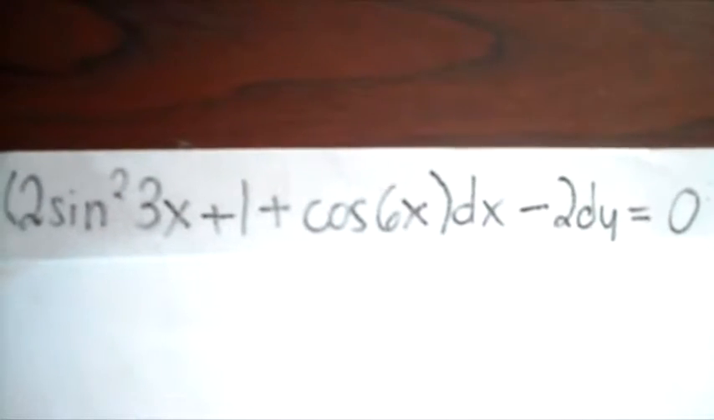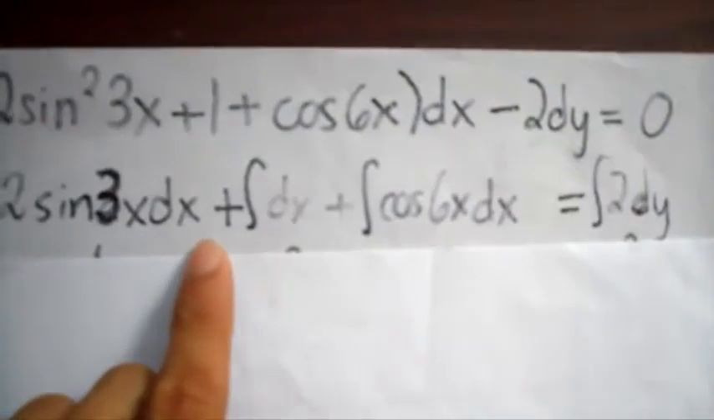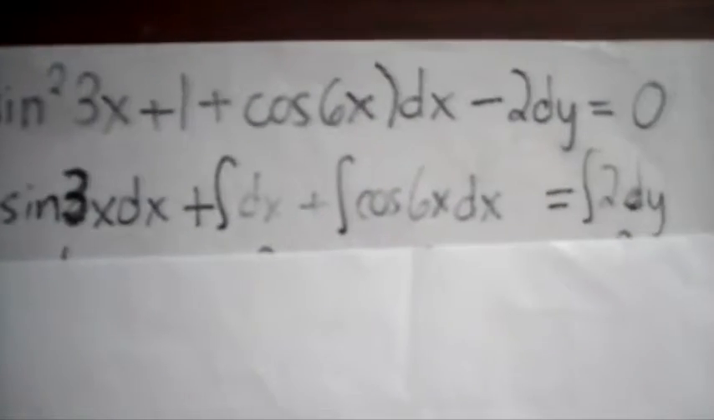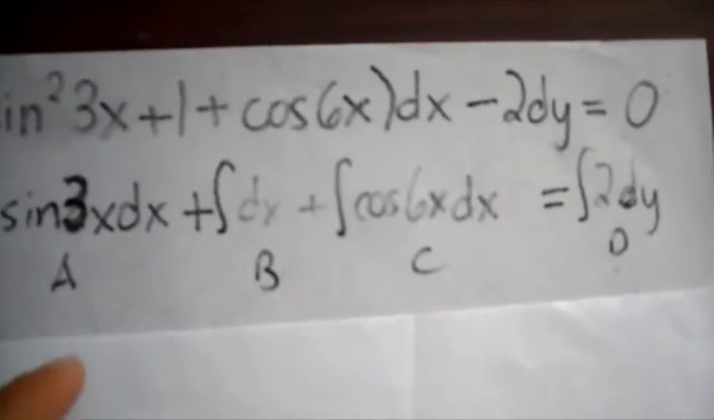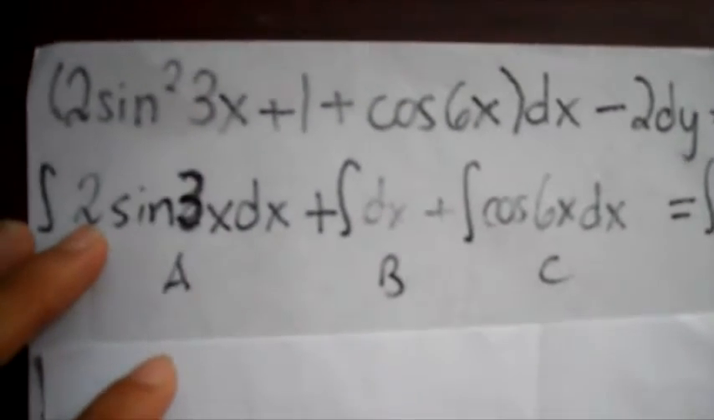Given this equation, we are asked to solve for its general solution. To solve it, we first transpose this term to the other side and distribute the x to the terms inside the parentheses. So it will become like this. And we integrate each of the terms in the equation. We label each term as A, B, C, and D so that we can solve each individually.